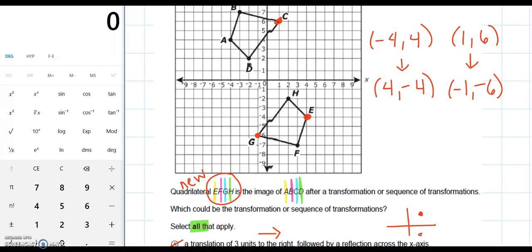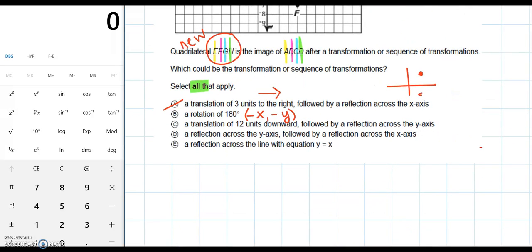I would recommend going through all of your choices since you have unlimited time in the EOC, but I'm just going to go ahead and say, yes, this is going to work. All the points are going to match. All right, so in my choices, I'm going to say yes to the rotation of 180 degrees. Now let's take a look at the next one.